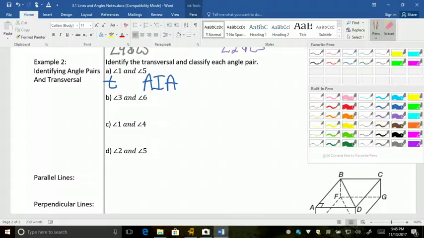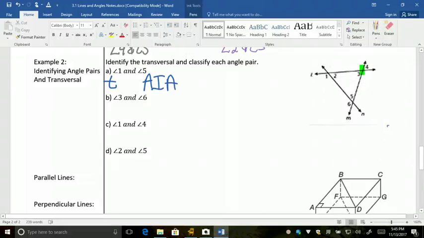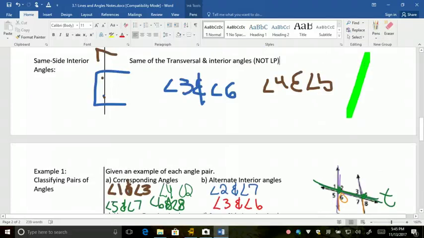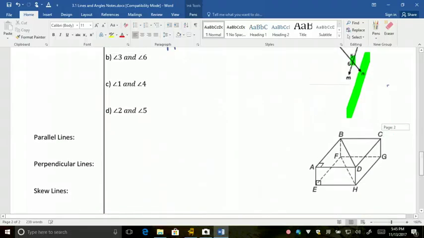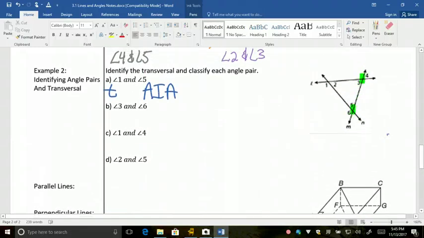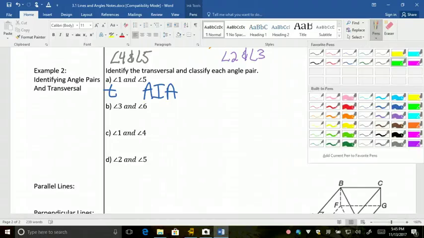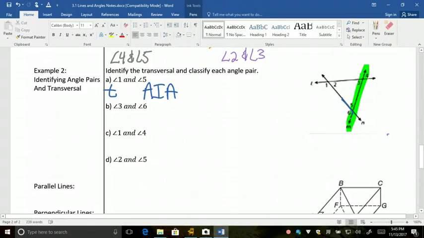Next, I look at angles 3 and 6. Angle 3's vertex is there, angle 6 vertex is there. So this green line is going to be our transversal. Now I'm going to trace those angles. Here's angle 6, here's angle 3. Angle 6 and angle 3. Some of you see the letter right away. It's a funky shaped looking F. We're going to write our transversal as M down here.